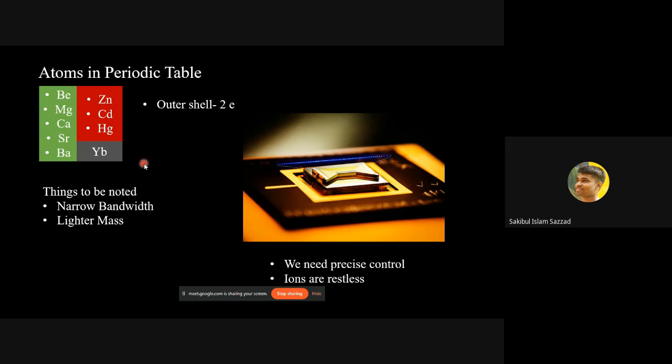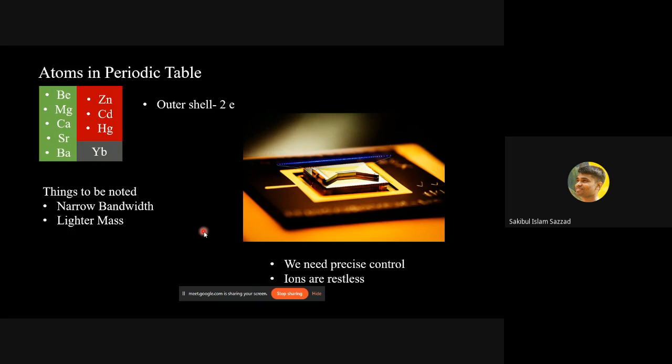You will find some very good lectures on YouTube. He was explaining mathematically why ytterbium is so good. Basically, IonQ's ion trap quantum computing hardware is totally based on ytterbium. One of the good reasons for choosing ytterbium is that it has a lighter mass, and it shows a very narrow bandwidth compared to all those other elements.